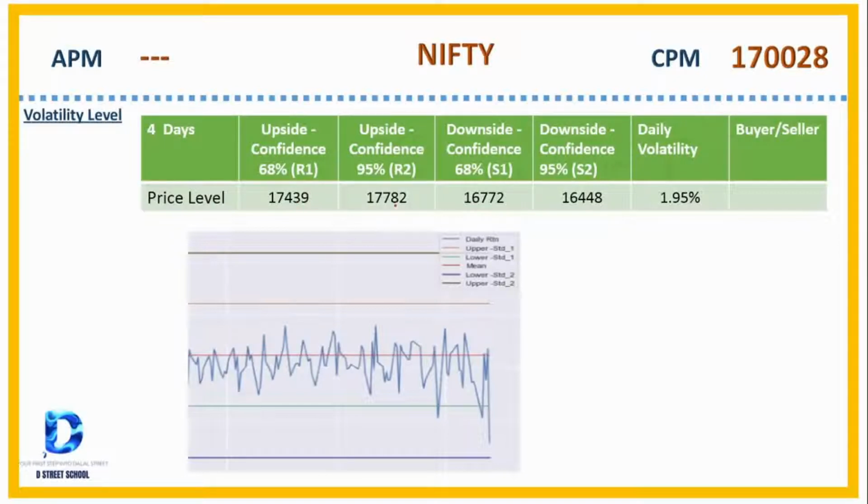If we take the levels R2 and S2, this is standard deviation 2, where I can tell you I am 95% confident Nifty will trade between 16,448 to 17,782. There is a very low 5% chance that Nifty might trade outside of these ranges. The daily volatility of the Nifty for the next four trading sessions would be 1.95 percent.